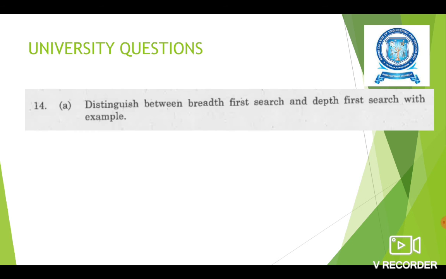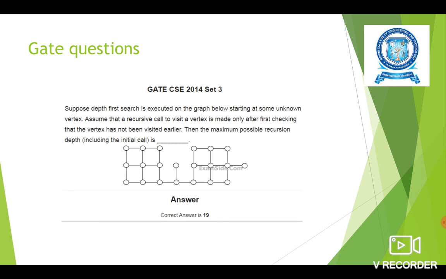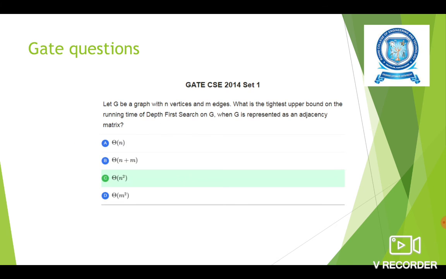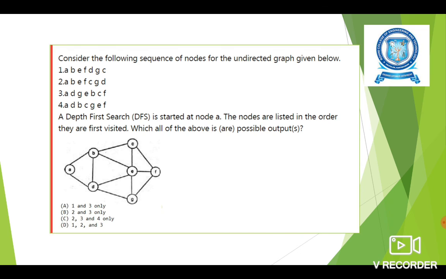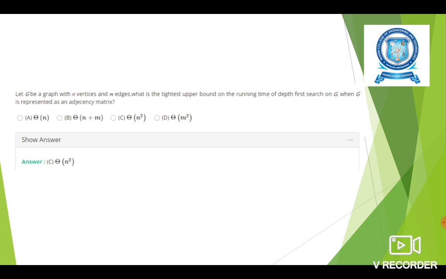So these are some Anna University sample questions, and these are some sample GATE questions. So this is a very important topic in the nonlinear data structure, graph.